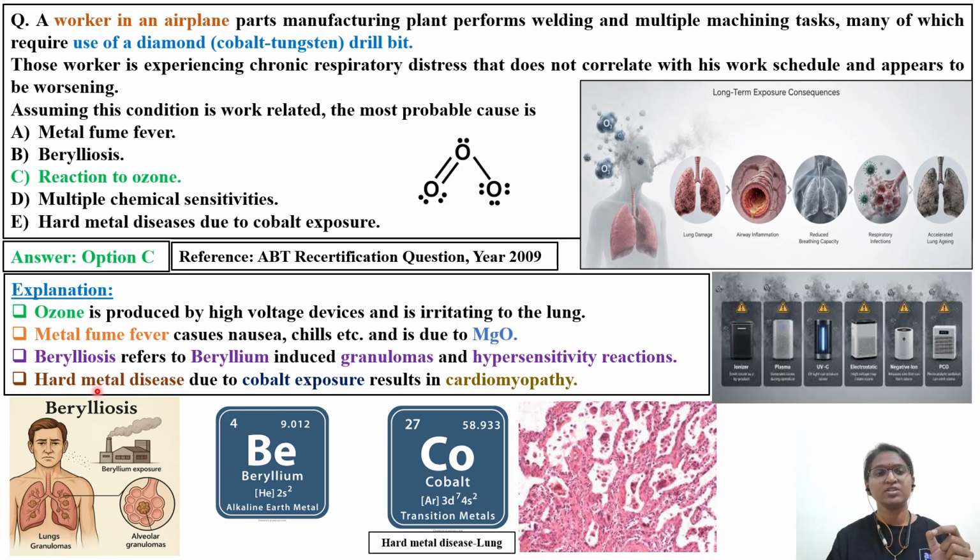Then the third one is berylliosis. Berylliosis refers to beryllium induced granuloma and hypersensitivity reaction. When you inhale these beryllium particles, they deposit in the alveoli and trigger inflammatory cytokines like interleukins, causing a hypersensitivity reaction. There are certain individuals who are sensitive to beryllium exposure, and only they will get this type of berylliosis disease. And if you look at the exposure time, it is not an acute exposure.